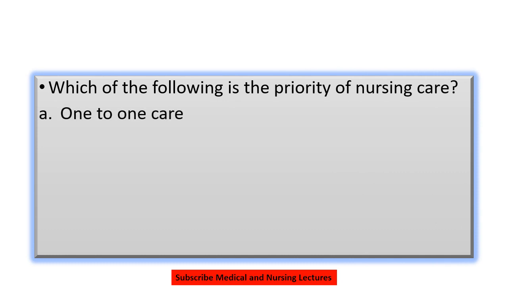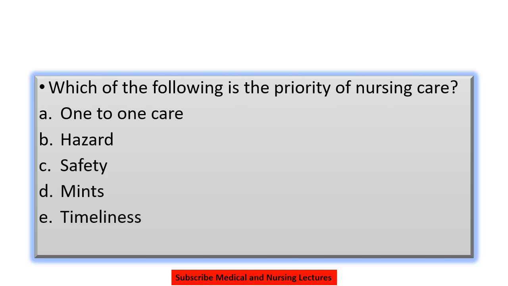Which of the following is the priority of nursing care? One-to-one care, hazard, safety, timeliness. So here the correct option is safety, because when we have a patient, it is our first responsibility to provide safety to the patient, whether we are providing care, providing medication, or something else. So the first thing which we should provide to the patient is the safety of the patient.